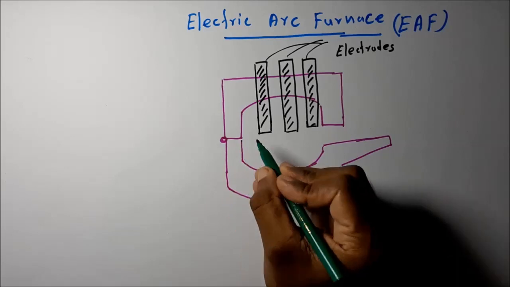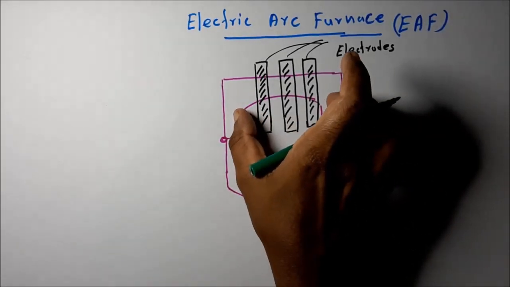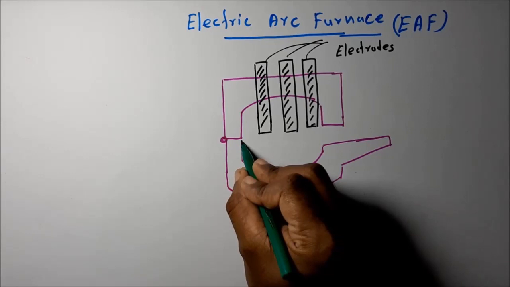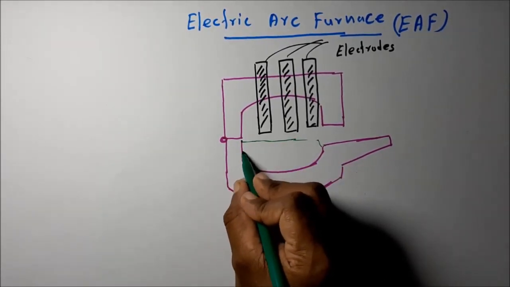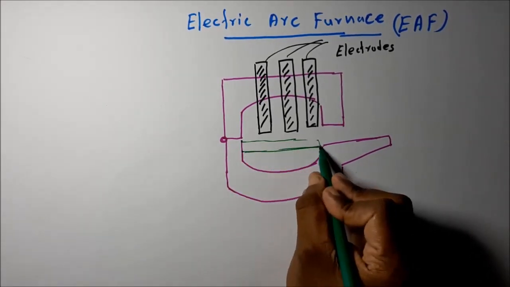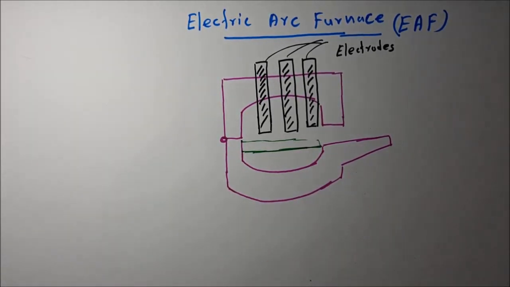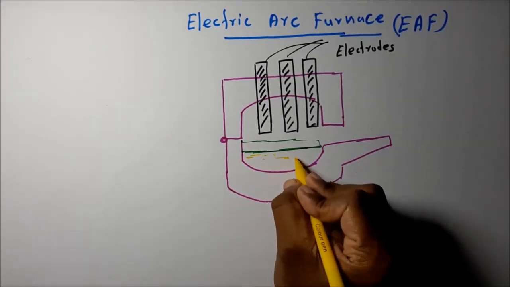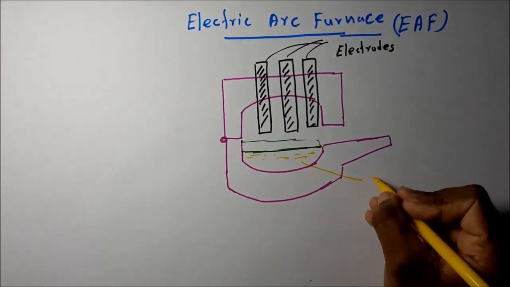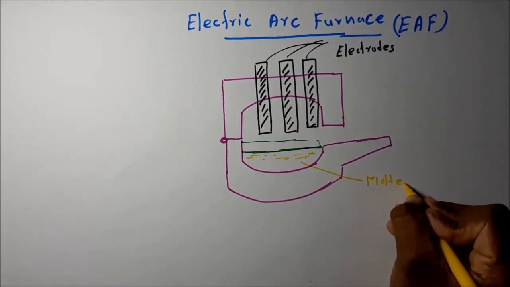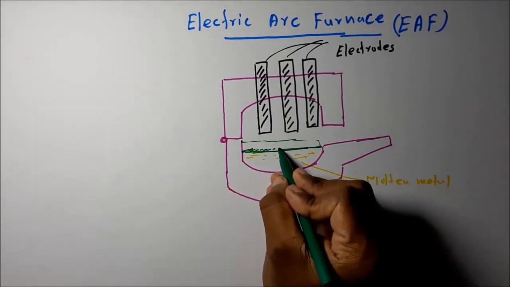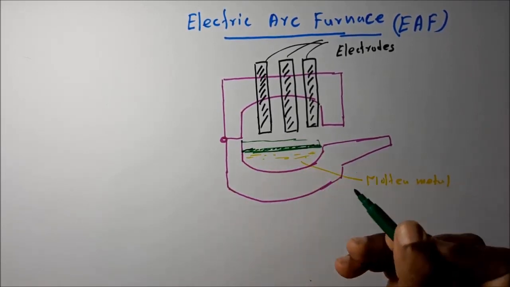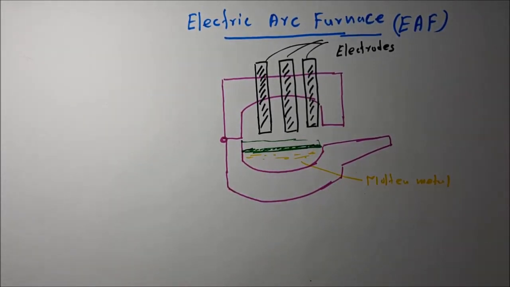The top half can open, then the charge materials are charged into this cabin. This is the molten metal. Then this is the slag layer, the impurities layer. It is floating on the molten metal.